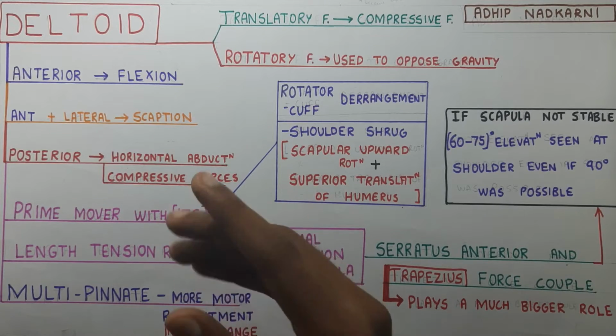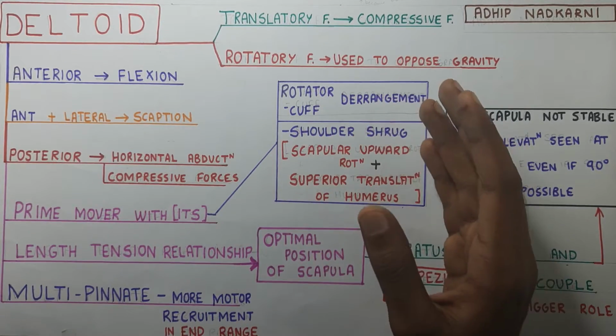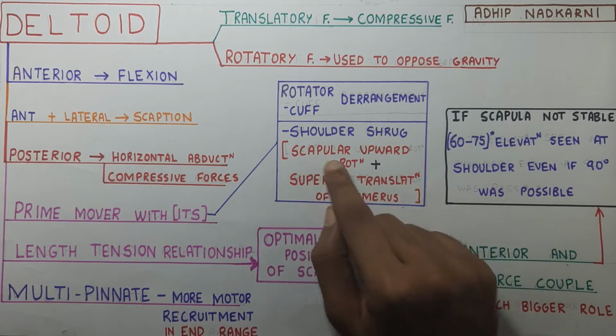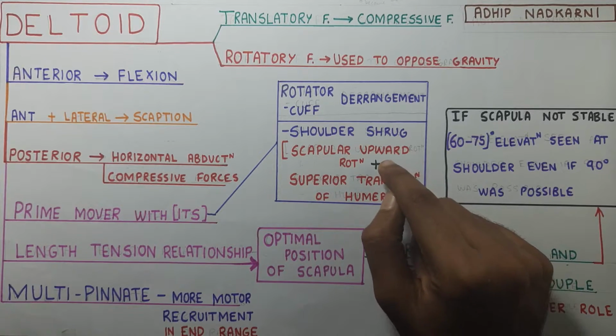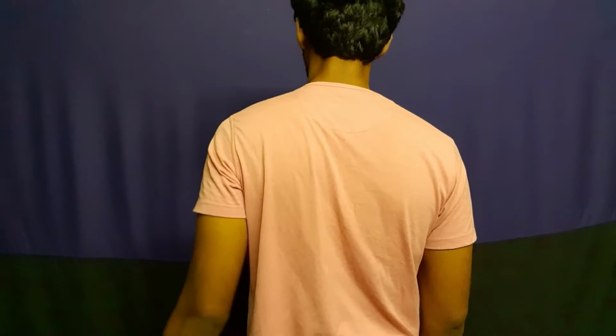Again, this concept too we have talked about in the dynamic stabilization. If there is rotator cuff derangement, what will you see? You will see shoulder shrug, that is basically your scapular upward rotation along with superior translation of your humerus, something like this.